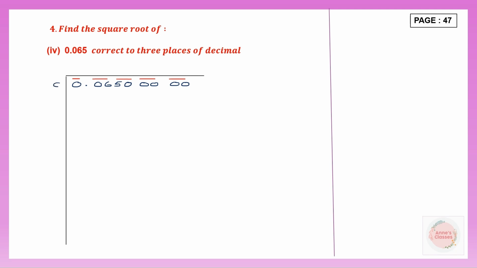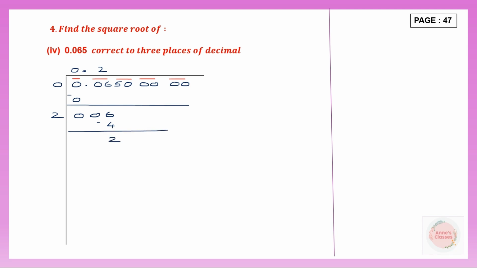Starting with 0. 0 into 0 is 0 minus 0. Now carry this point up. Now bring down the next pair, 0, 6. So the number is 6. Now we need to think of a number whose square is close to this. That is 2 2s are 4. So we can write 2 here and 2 here. 2 into 2 is 4 minus. So 6 minus 4 is 2.